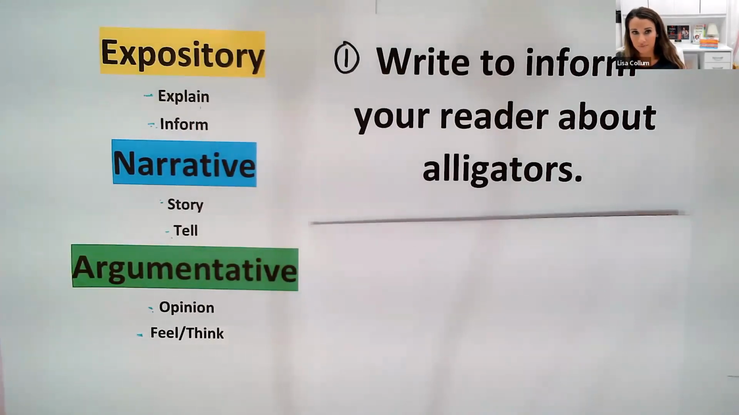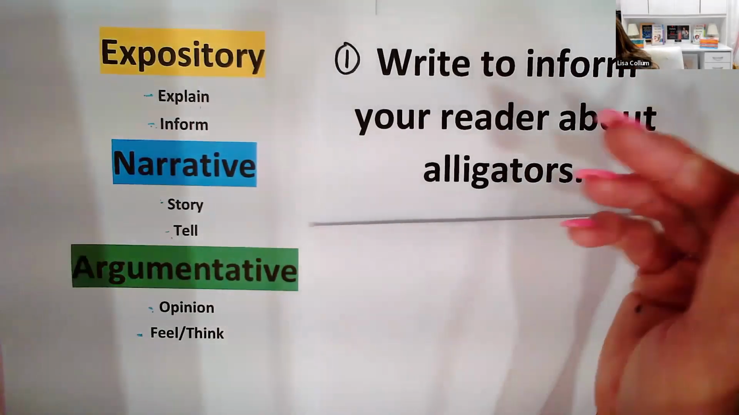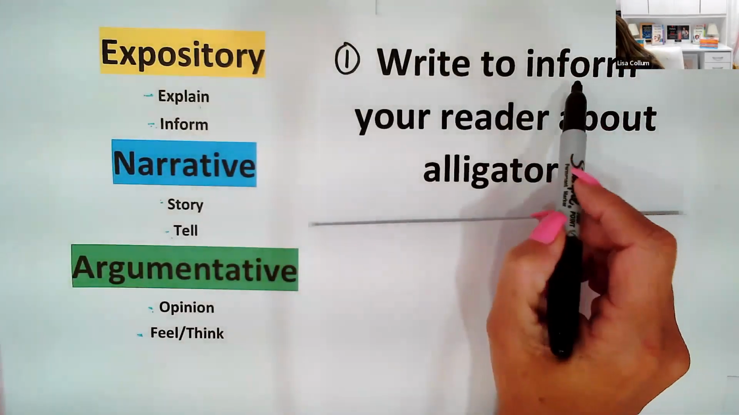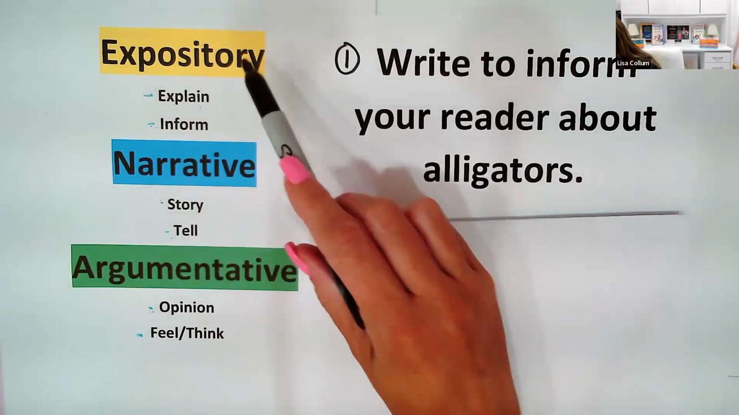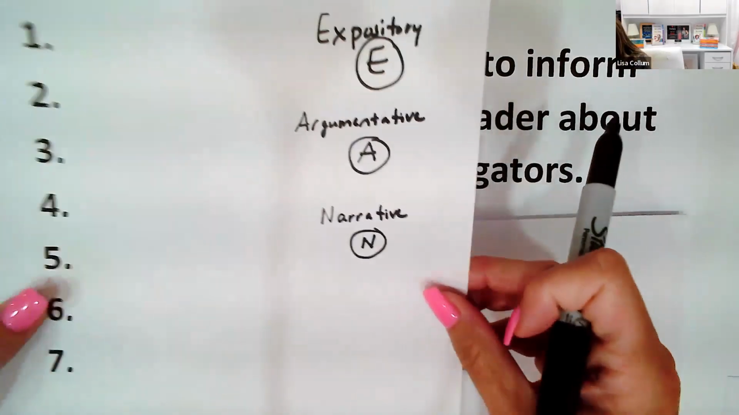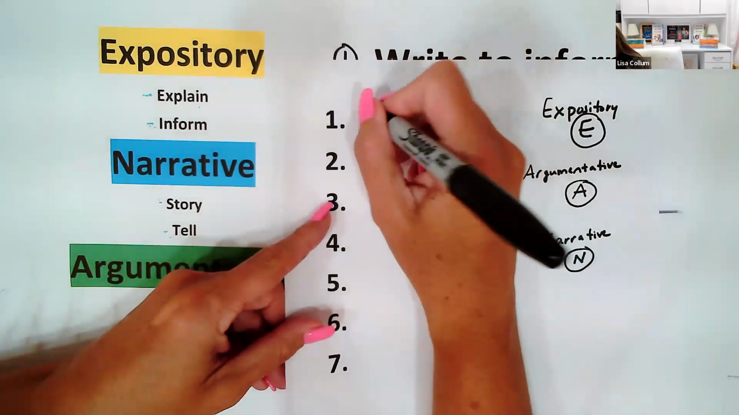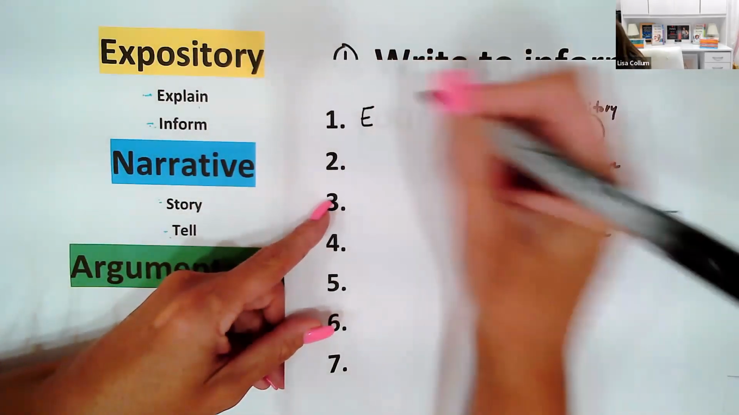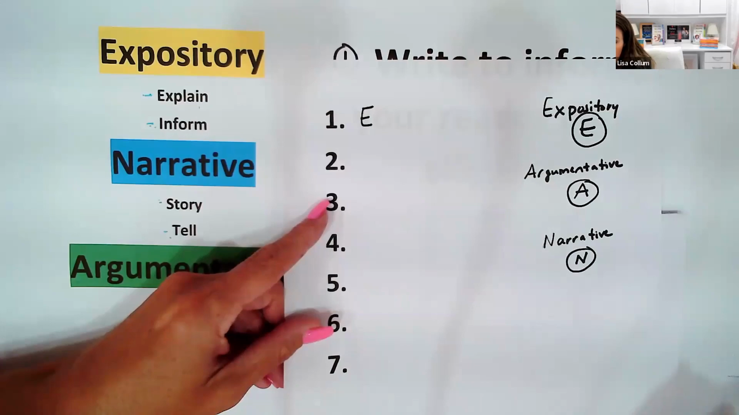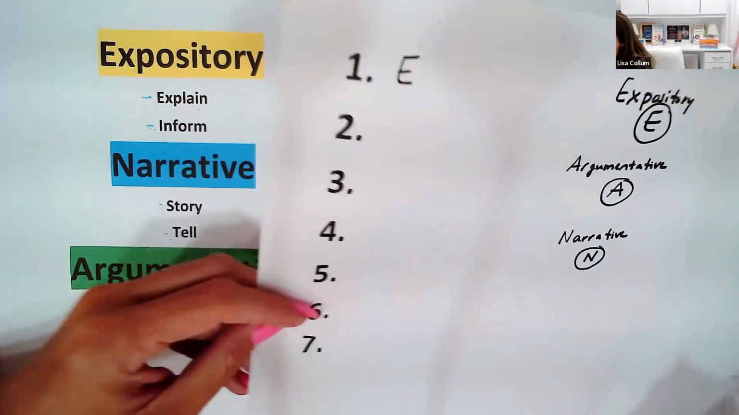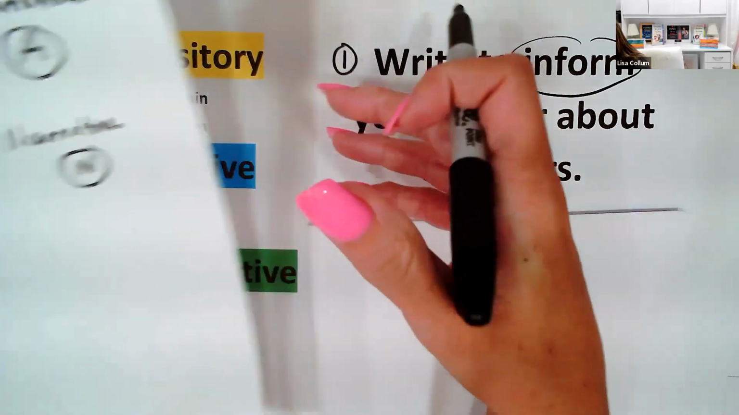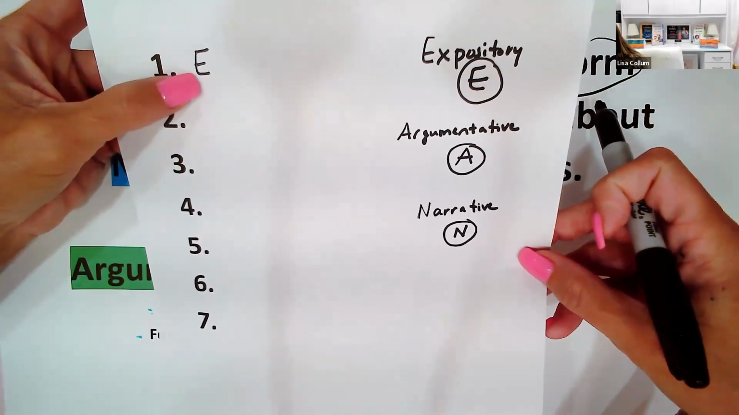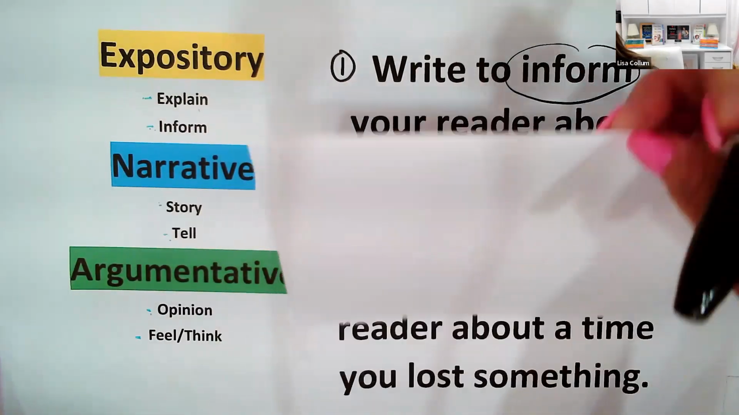So number 1, I know the keyword is inform. So I'm going to go to my number 1. Inform means that it's an expository. And I said for expository, I'm writing E. So I'm going to go next to number 1 and write an E. That's all you would write as an E. We're done with number 1. Okay, because we know the keyword is inform, and that means it's expository. So that's why I wrote an E next to number 1. Okay, number 2.